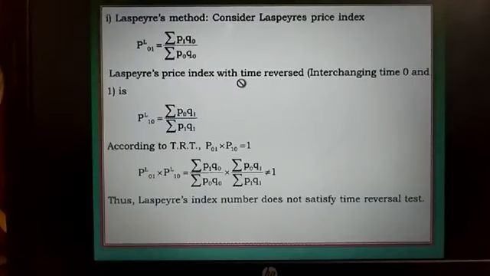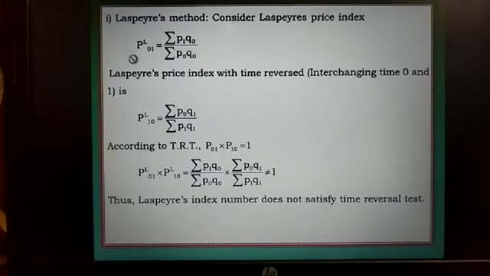Laspeyres' price index number when time is reversed: base year 0 has to become current year 1, and current year 1 has to become base year 0. That means wherever 0 is there, it has to be replaced by 1, and wherever 1 is there, that has to be replaced by 0. That is what is time reversed. We are performing time reversal test, that's why this time has to be reversed.